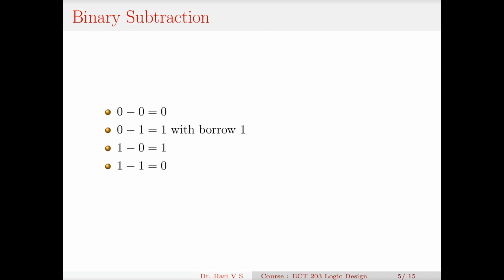And when it comes to binary subtraction, 0 minus 0 is a 0. It is clear. 0 minus 1: 0 is less than 1. So 0 minus 1 is a 1, because 1 plus 1 is 1 0. It's a 1 with a borrow 1, because this side has to borrow a 1 from elsewhere and make it a 1 0. Minus 1, that is a 1 with a borrow 1. And 1 minus 0 is a 1, and 1 minus 1 is a 0. So this is how the binary subtraction happens at a bit level.